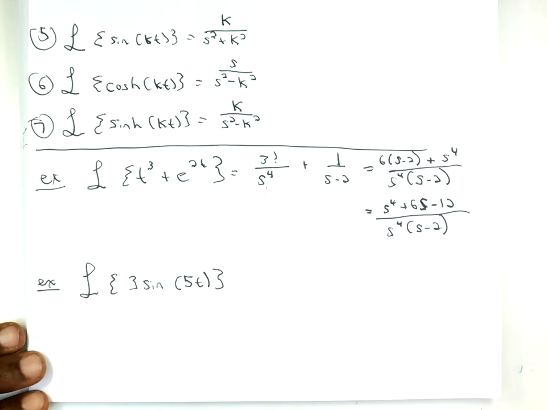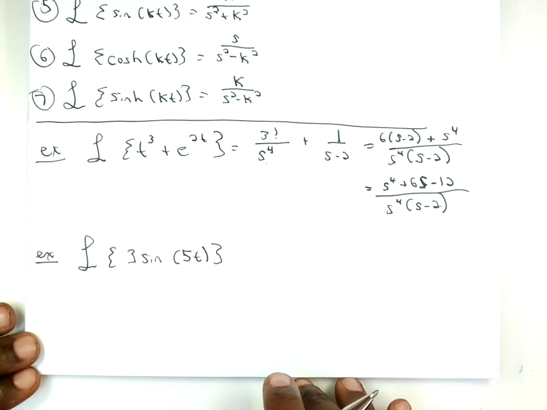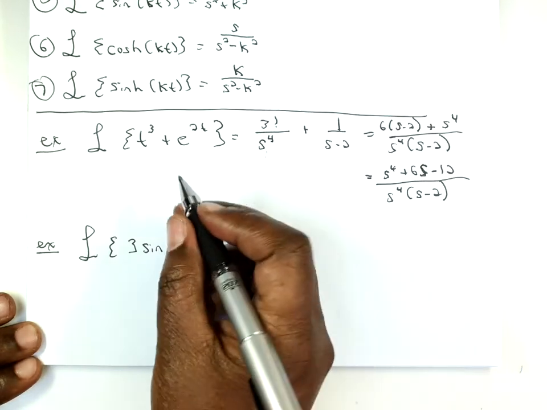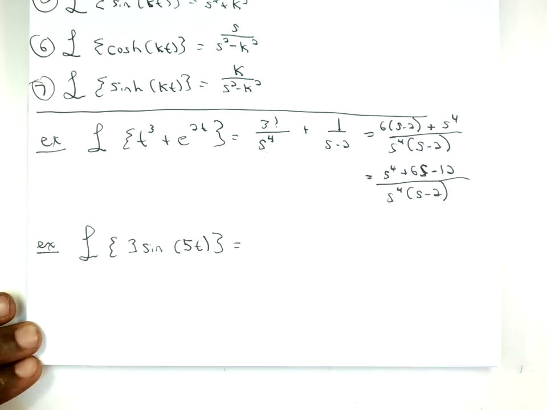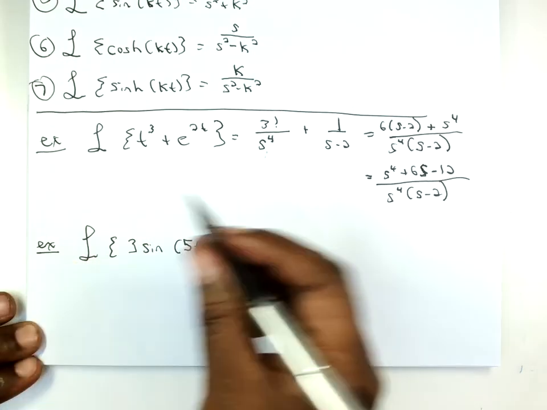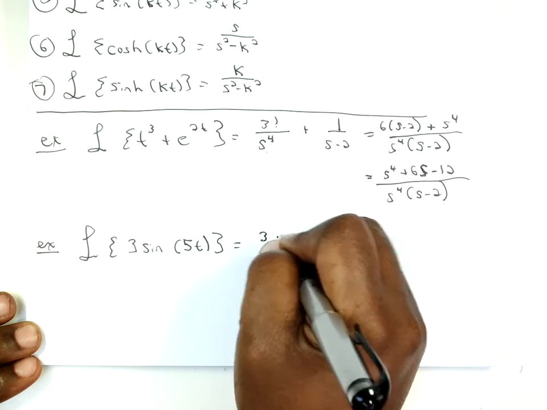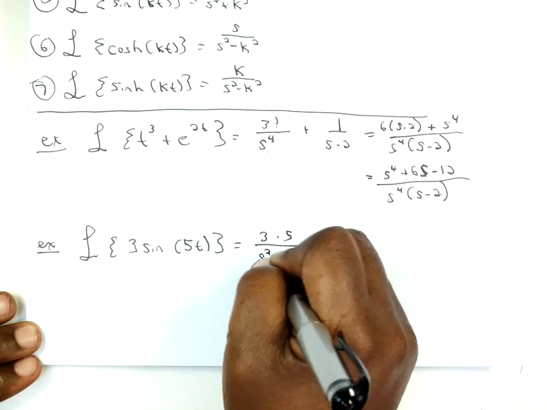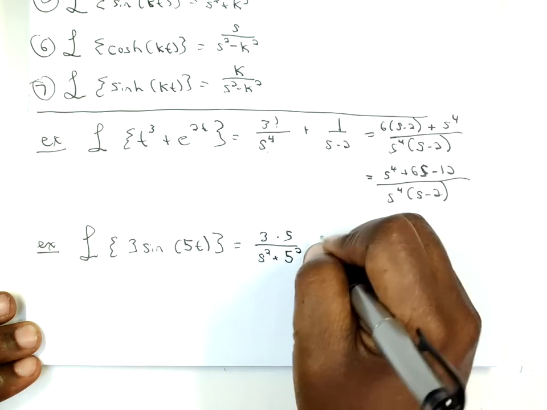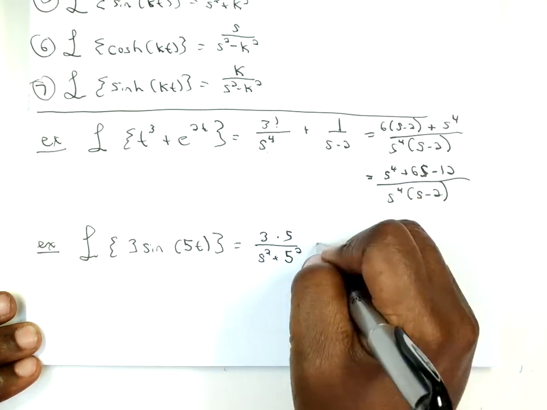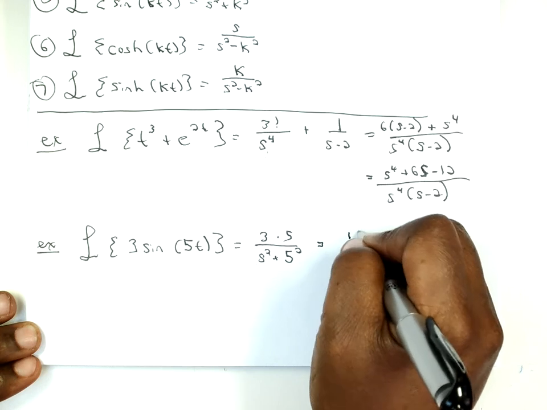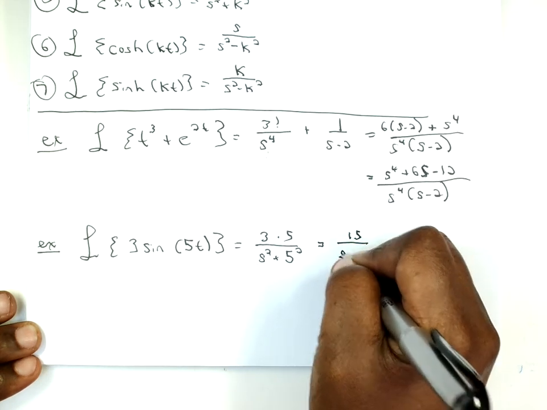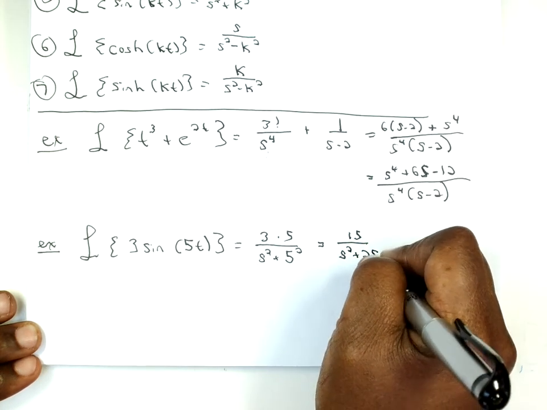And a Laplace of 3 times the sine of 5t. I'm going to get, that 3 is just multiplied out, so I get 3 times 5 over s squared plus 5 squared, which would just give me 15 over s squared plus 25.